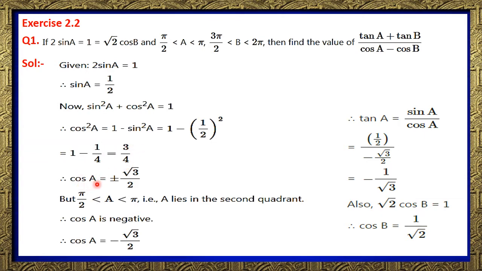Then cos A is obtained by taking the square root, that is plus or minus root 3 upon 2. Now it is given that pi upon 2 less than A less than pi, means the angle A lies in the second quadrant. So cos A is negative in the second quadrant. So we will consider the negative value here. Cos A is equal to minus root 3 upon 2. Now tan A is sin A upon cos A.